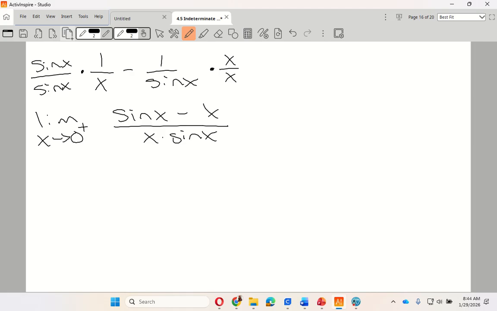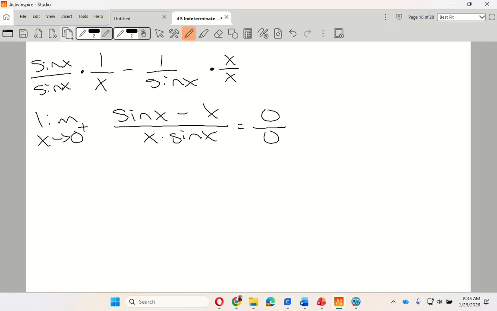Can I plug in 0 there? Let's plug in 0 and see what we get. So 0 minus 0 is 0. 0 times 0 is 0. This is going to make life easier because this was an infinity minus infinity, right? And every single time when I kept doing it as is, I kept getting infinities. This right here, I got 0 over 0.